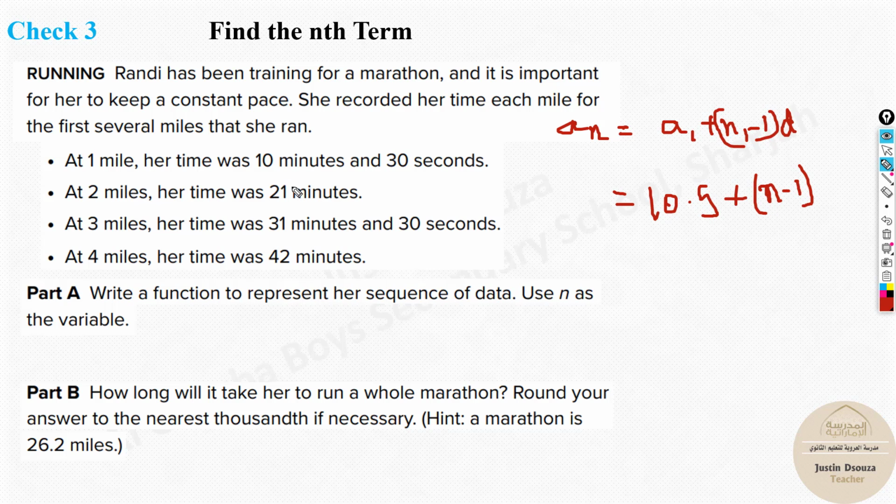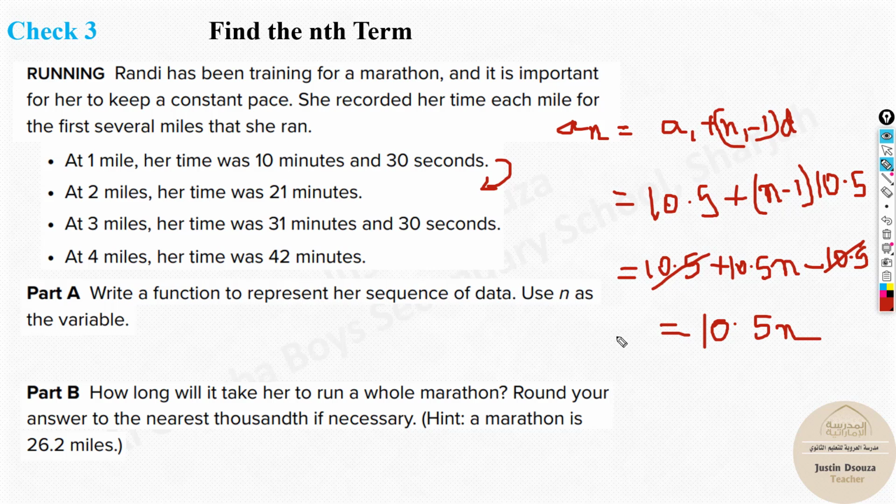What is d? d is how much she moved. She was moving each mile in 10.5 only. So d is 10.5. We have to just simplify this: 10.5 plus 10.5n minus 1, that will be minus 10.5. Now this and this cancel. You're remaining with 10.5n. So a_n equals 10.5n. That is the first equation: a_n, or f of n, the function of n, it's the same thing, 10.5n.